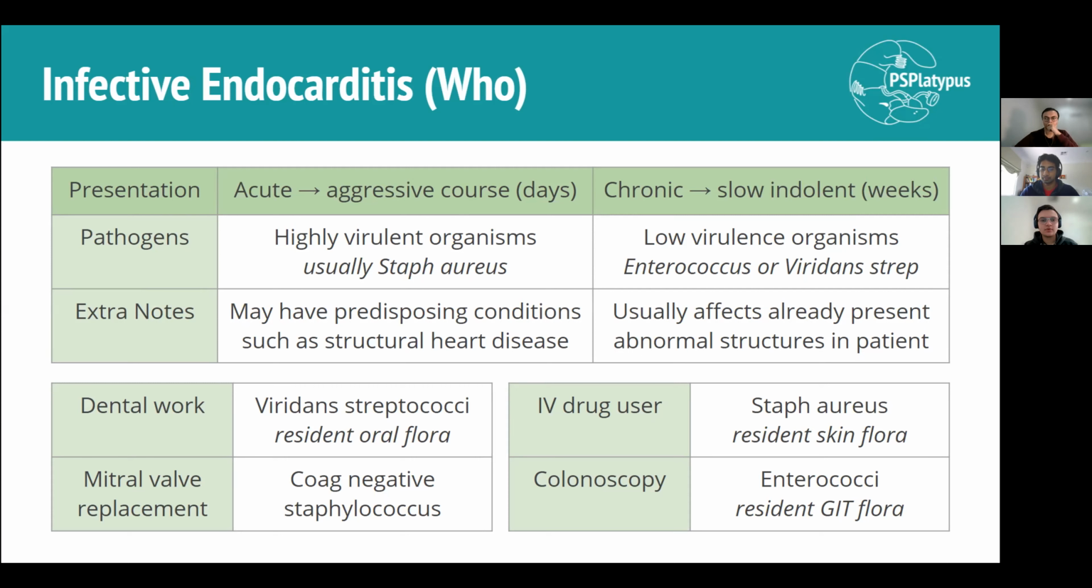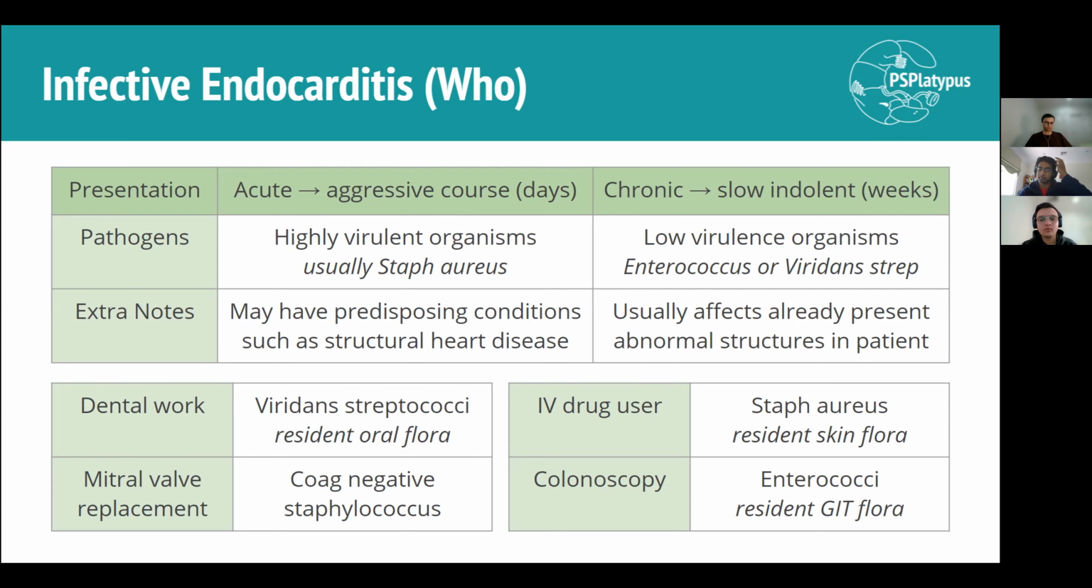Some extra things. With the acute infections, the patient is likely to have some structural heart disease that predisposes them, so for example, they have a congenital heart disorder. And with chronic infections, there may be other abnormal structures present. So they may potentially have an artificial valve that has been inserted, which makes them more predisposed to these sorts of chronic infections. The bottom bit is the most important.